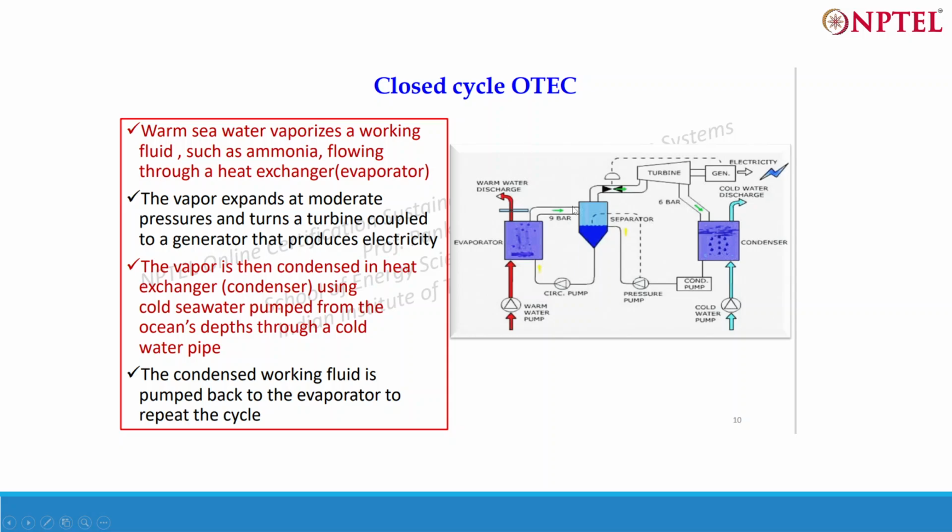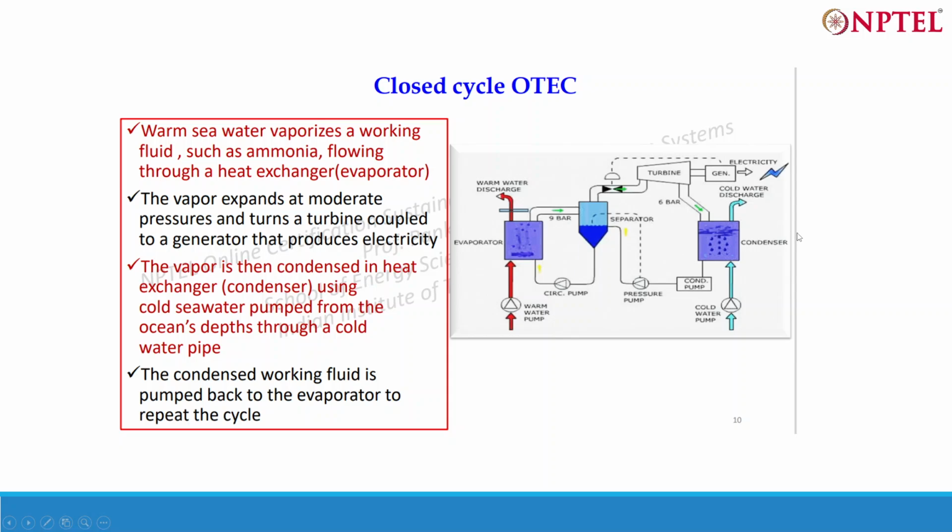Closed cycle OTEC. So this is a kind of closed cycle. So you get a water pump, evaporator. Okay, so everything is closed in a loop. When you say closed cycle, everything is in a loop. Refrigerant is in a loop. Okay, and then you take the warm water for the evaporator and cold water for the condenser. So warm seawater vaporizes a working fluid such as ammonia flowing through a heat exchanger, that is the evaporator. The vapor expands at moderate pressures and turns a turbine blade coupled to a generator that produces electricity.